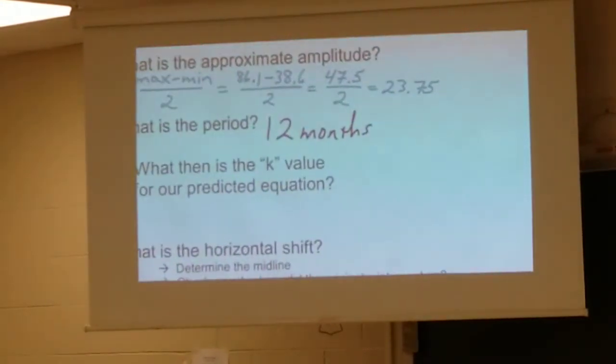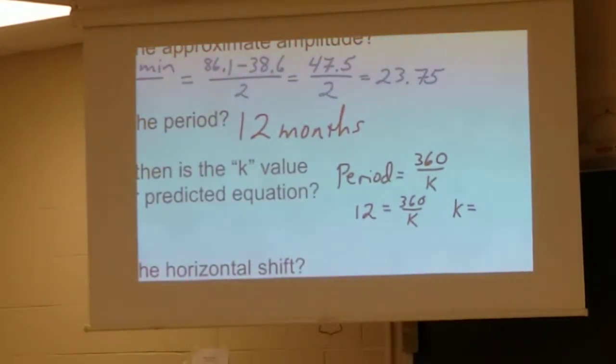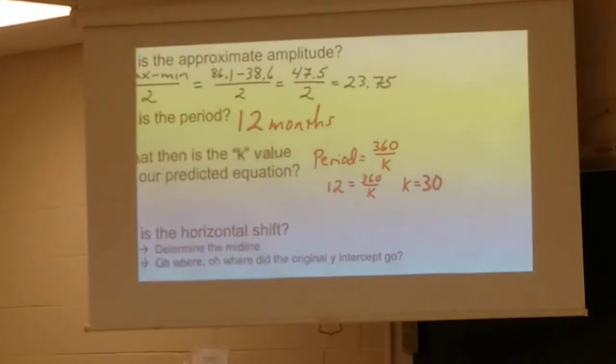All right, now here's the thing. 12 months is the period, but you have to use that to find the K value. Now the K value comes from the same formula, 360 over K. I want you to start to get familiar with this again, and I want you to trust it because it works. This means that 12 equals 360 over K. And so you can solve for K with a simple division to get 30. All right, we're on our way here. We are doing a regression.